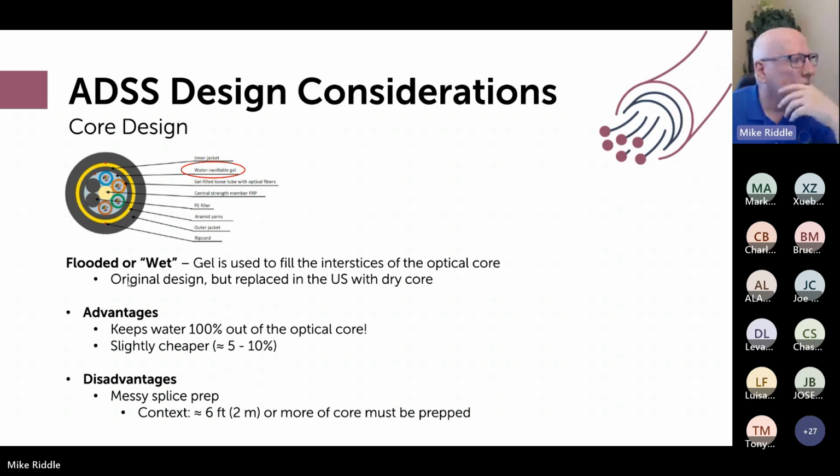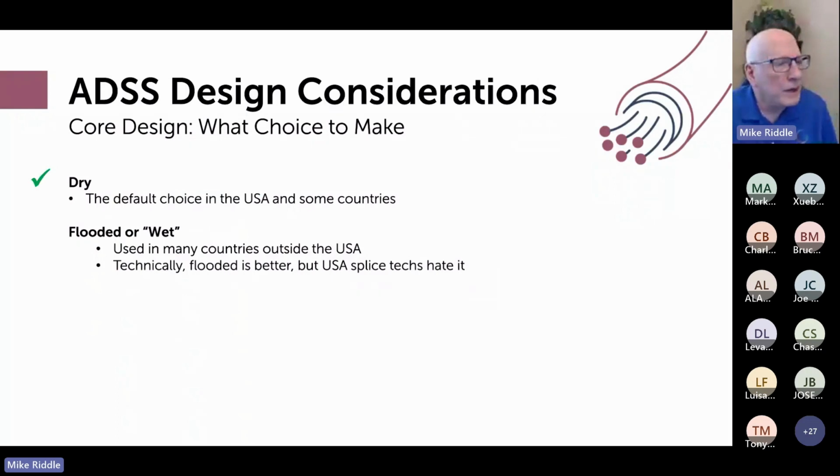Again, as I say, the gel was the original design, but in the United States today you see only the dry core. Internationally, probably you see more flooded core. Which to use? In the US, it's got to be dry core. It just won't otherwise be accepted. But outside the US, the flooded cores are still used, and technically it's better. I have to say that. But as I say, US splice techs absolutely hate it, and I do have some sympathy for them on this particular point.